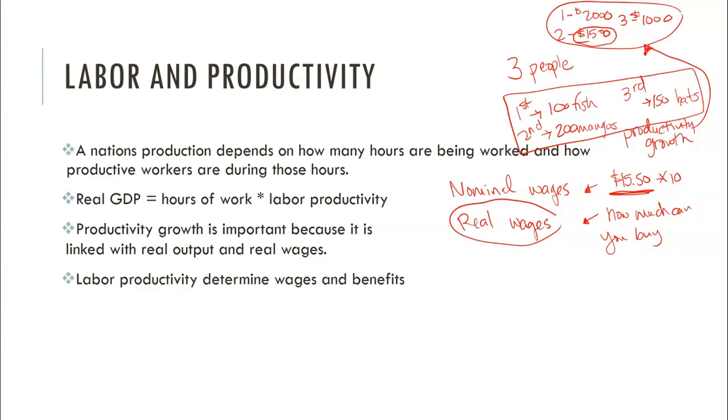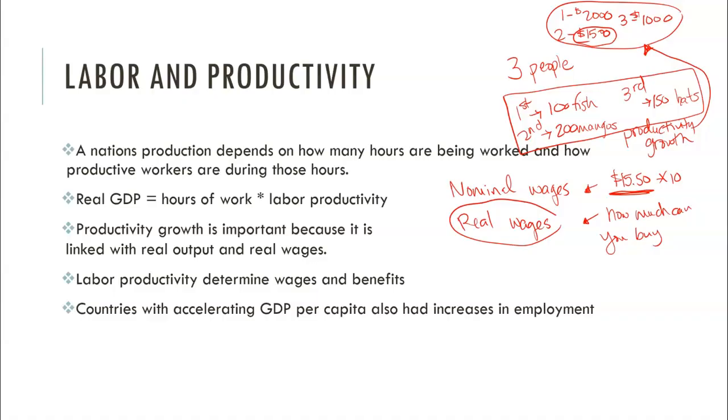Labor productivity determines wages and benefits that you earn at a job. Countries with accelerating GDP per capita also usually see increases in employment. So if we have more production per person, it usually means there's more people in our economy working.